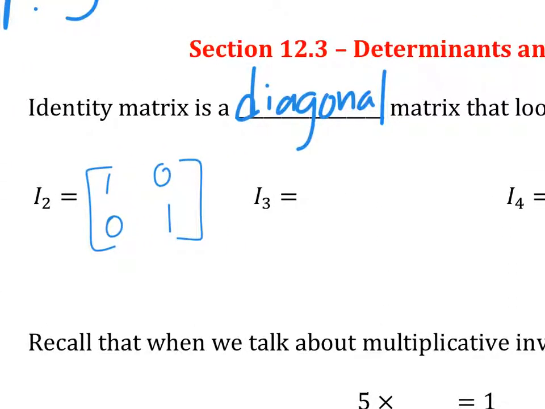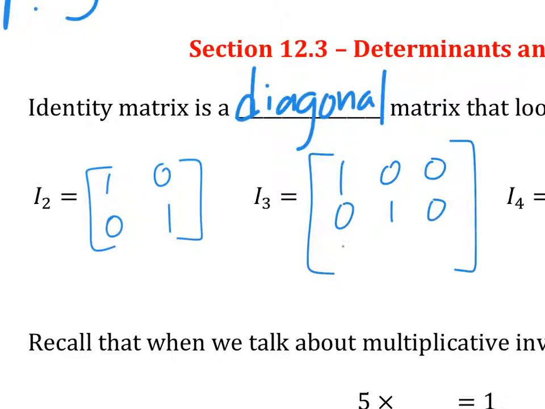So for example, I3. I3 is going to be a 3 by 3 matrix and goes 1, 0, 0, 0, 1, 0, 0, 0, 1. So 1s go down the diagonal, everything else is a 0.